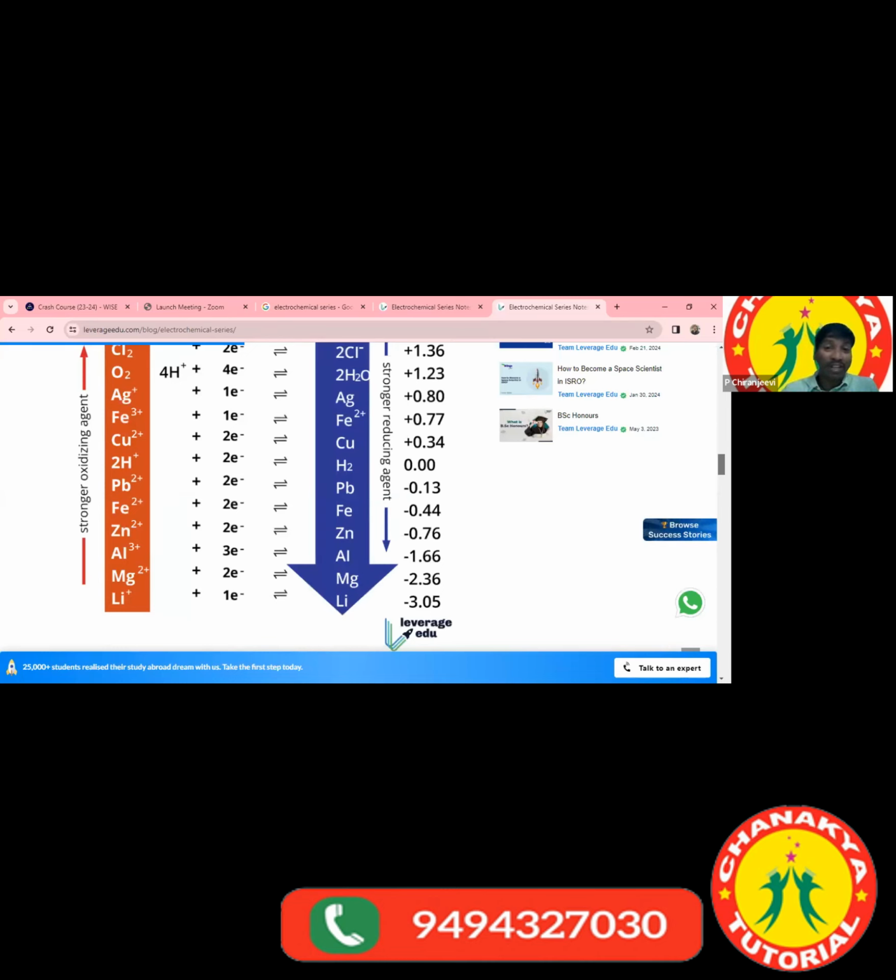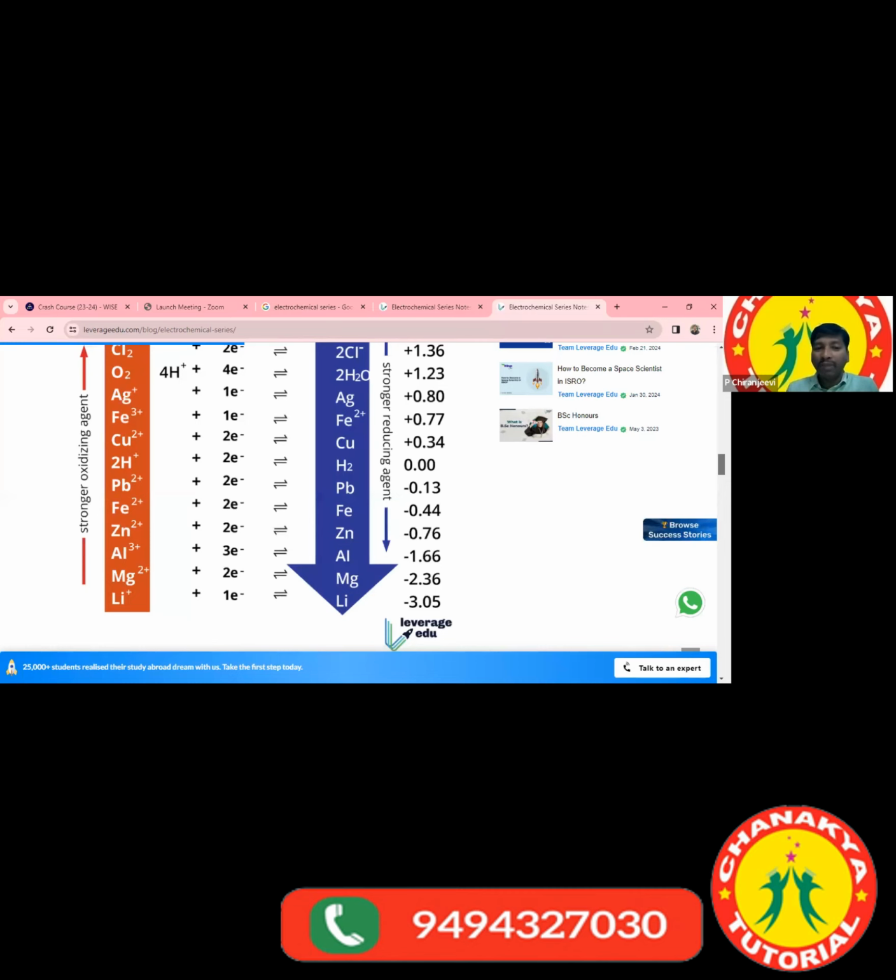But yesterday I gave one example also. What is the example I had given? Aqueous solution of copper. Actually, aqueous solution of copper is blue in color. Whenever the aqueous solution of copper is placed in a zinc vessel, it slowly decolorizes. Sir, why does it slowly decolorize? Because zinc metal is highly reactive.